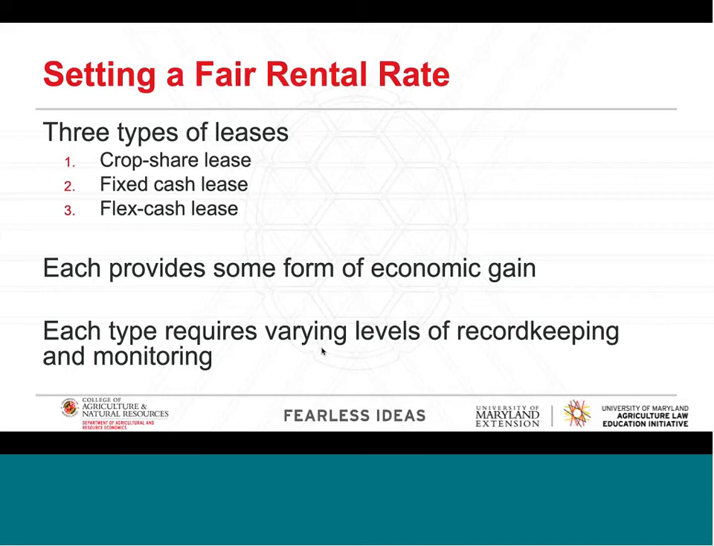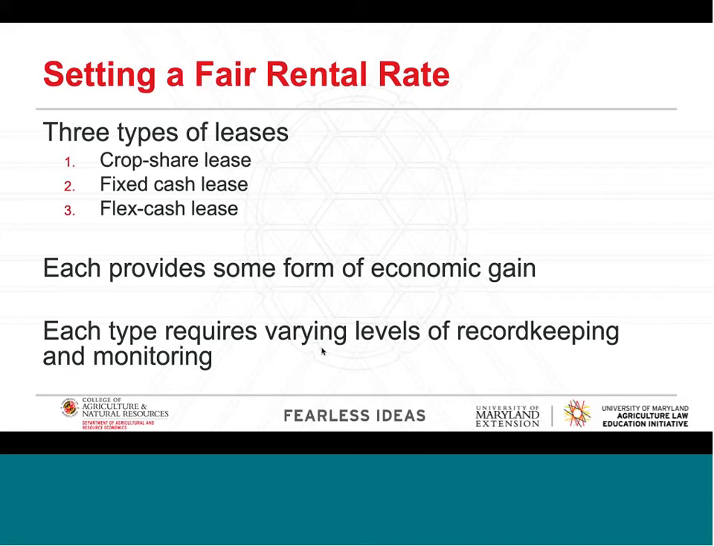Fixed cash, I'm going to show some fixed cash charts here in a second for Maryland and Delaware to kind of highlight what the average rental rate is per acre per year in the state. So that's just a fixed payment every year. You would take that number, multiply it by the number of acres, and pay that annually. Flex cash is a little more in depth.